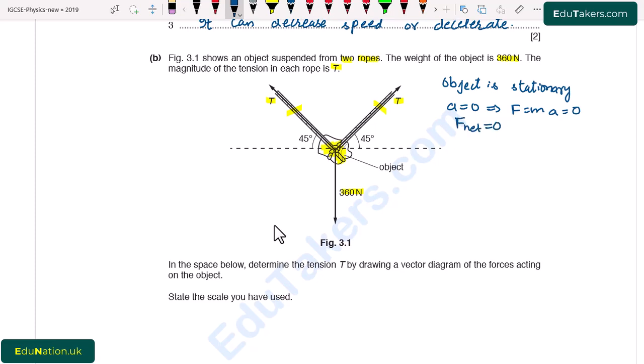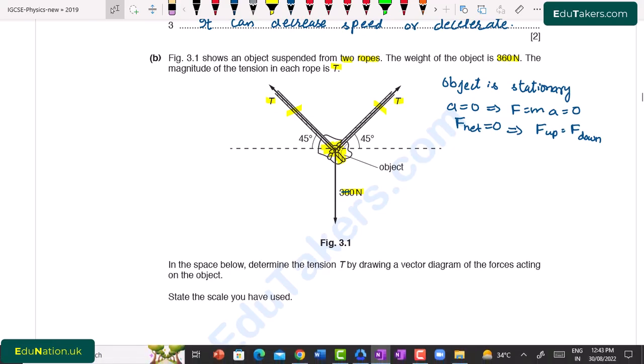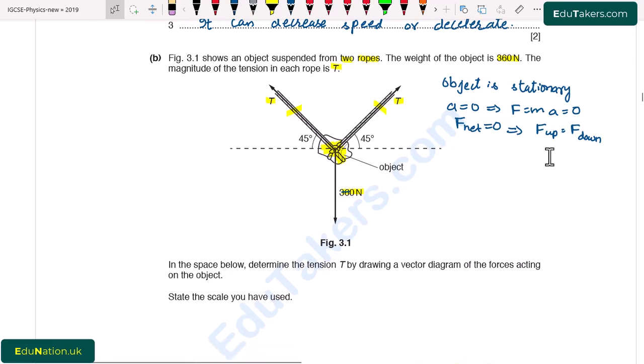And here forces are acting in downward direction and there is also a force due to this tension. So simply it is said that all the upward forces will be equal to all downward forces. Both of these forces are equal. So here we can see that the weight is acting in downward direction, so the downward force is due to its weight. And we also have to find out the upward force.